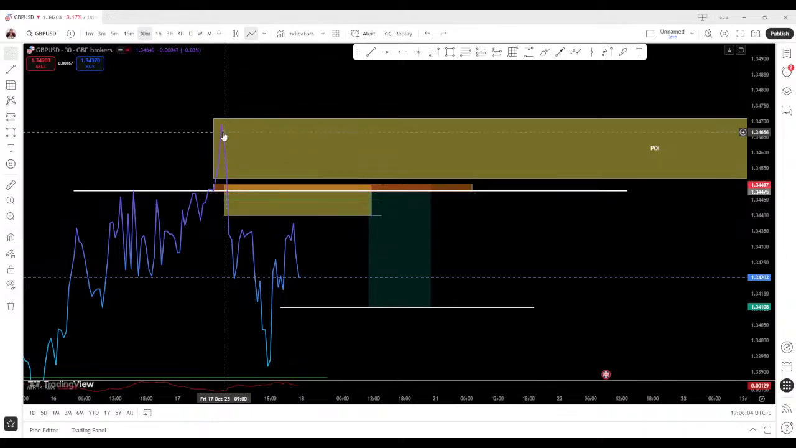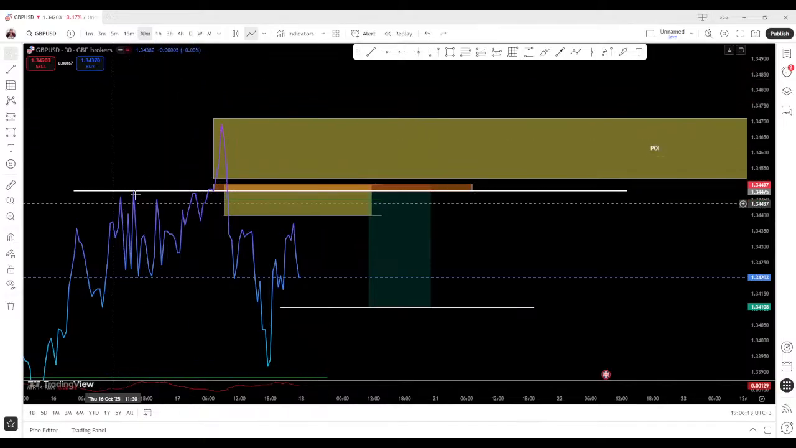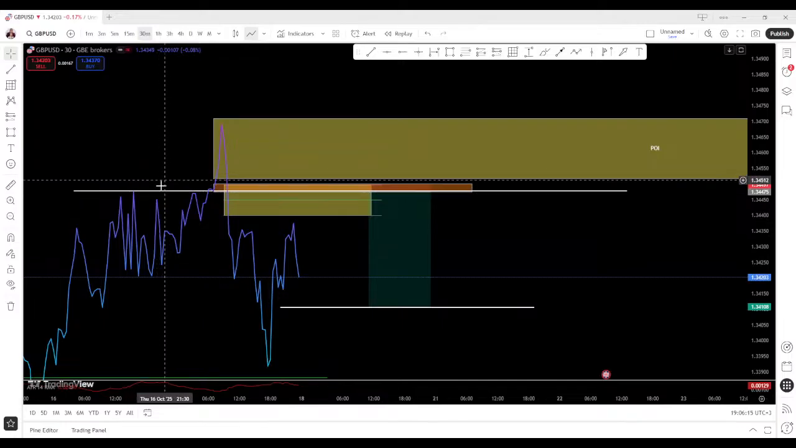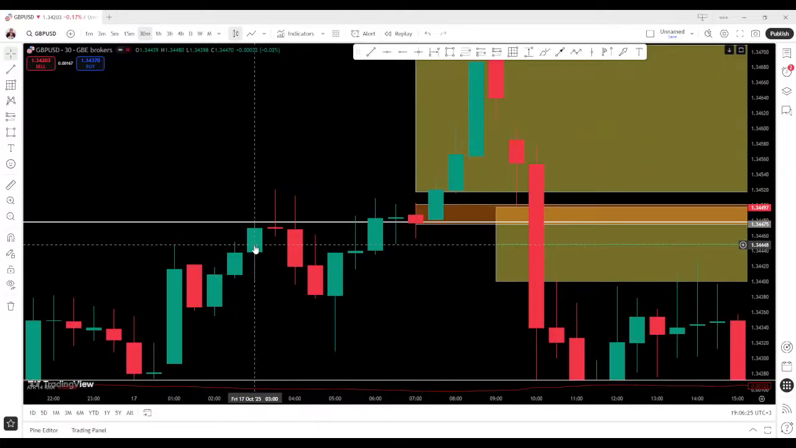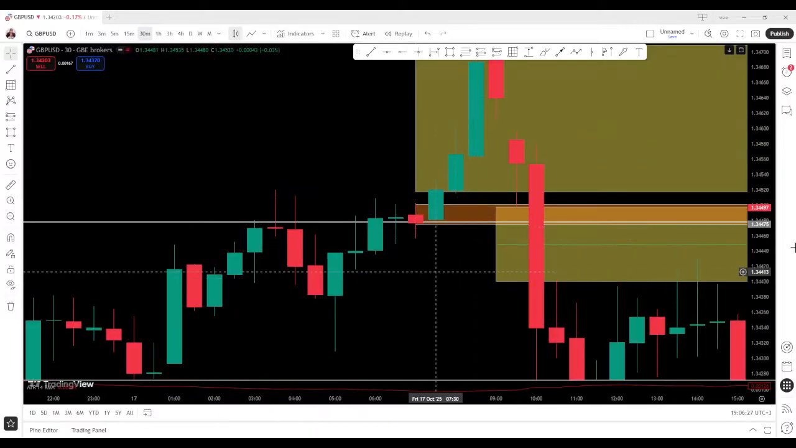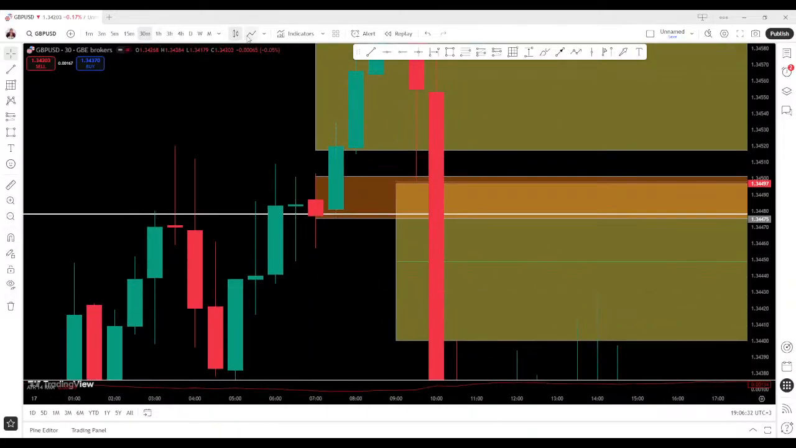If the market moves beyond this one, you know that the market will be inducing. But this is where we will get our main POI. This is our main POI. So the moment I refined it, now I'm no longer trading the FVG, I'm trading this breaker block here. It is not a small one.